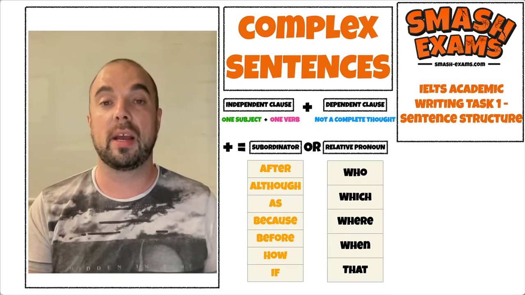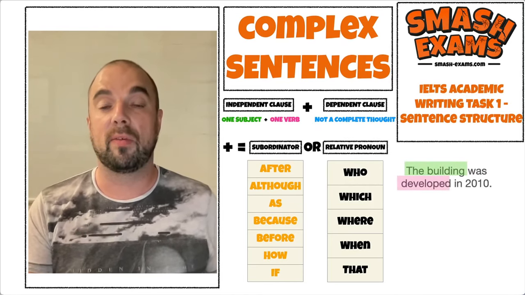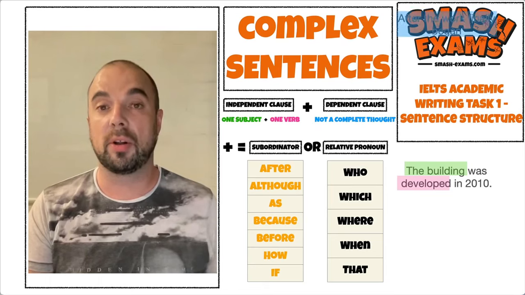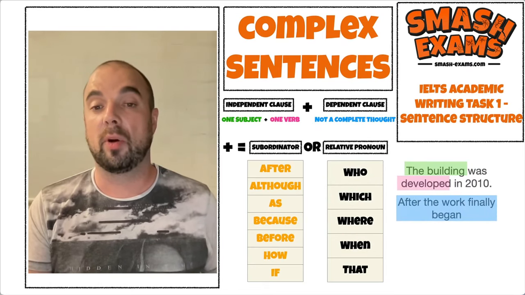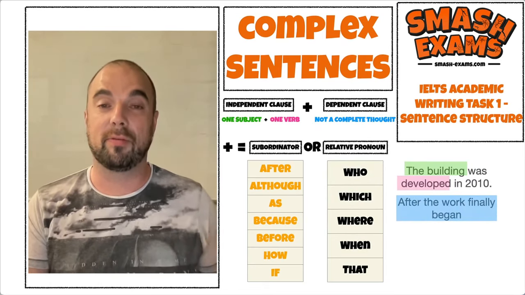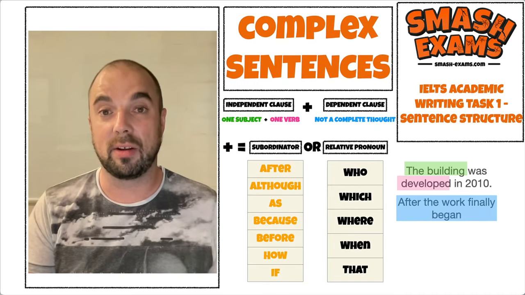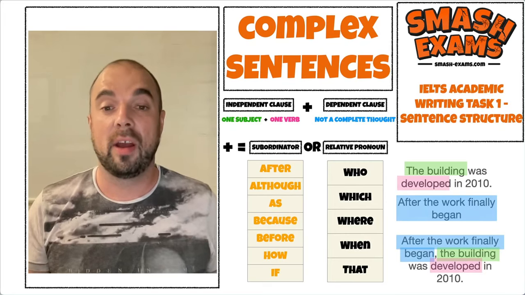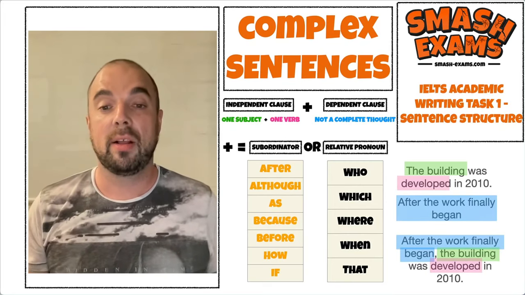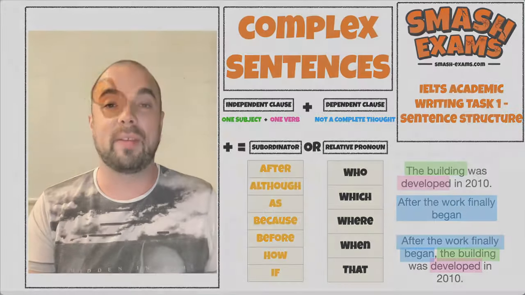Another one could be: The building was developed in 2010. Let's try and use a subordinator this time: after the work finally began. So we could put it at the front, in the middle, or the end of an independent clause. So this would look like this: After the work finally began, the building was developed in 2010.